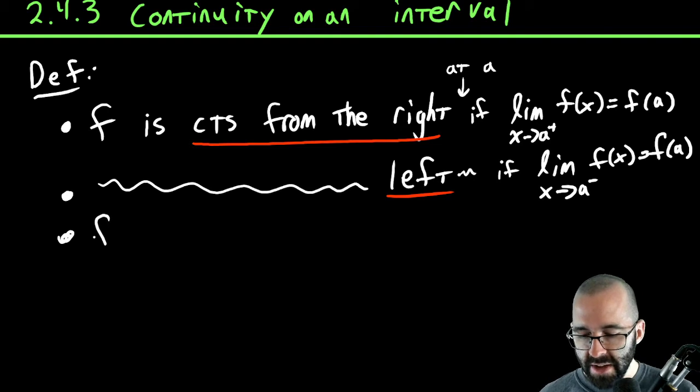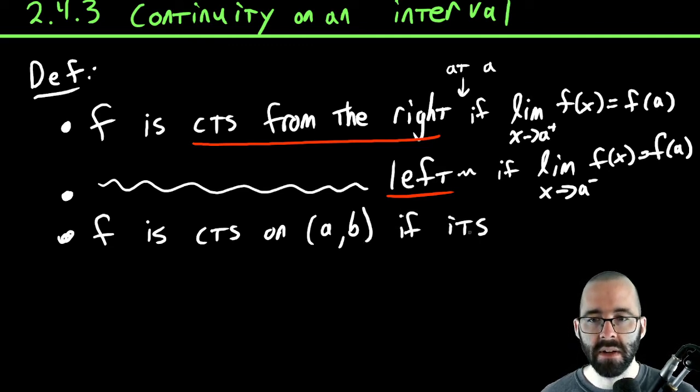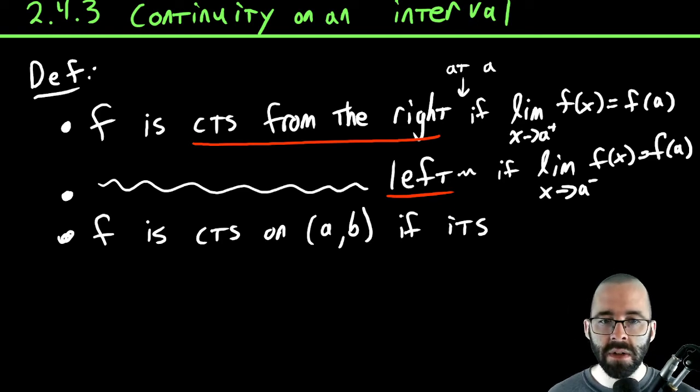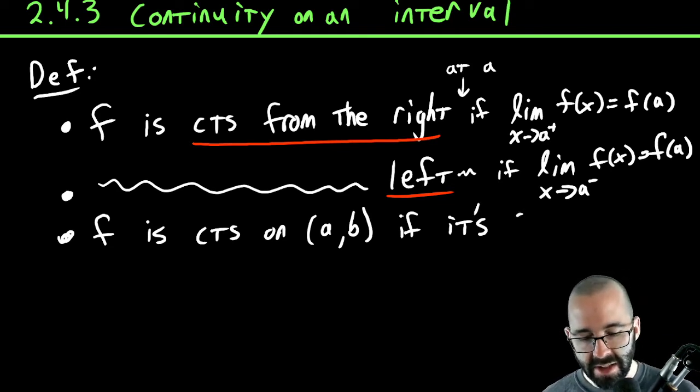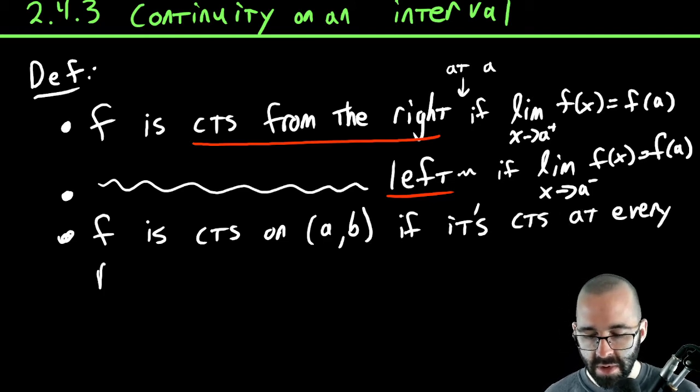Now we get to the two definitions that are really something that we care about. So this next one, f is continuous on an open interval a to b if, so continuous at a point, we have that definition. Continuous on an interval should just be continuous at a lot of points, right? If it's continuous at every point in that interval.